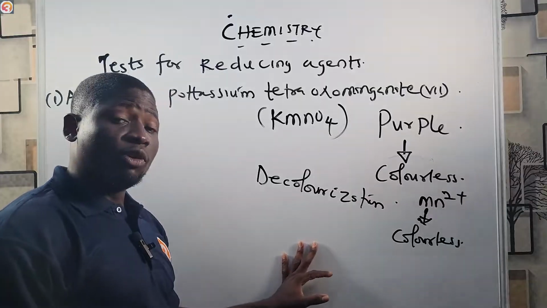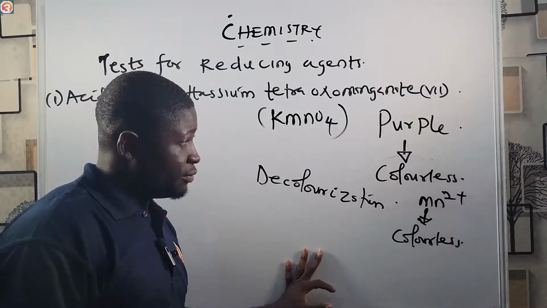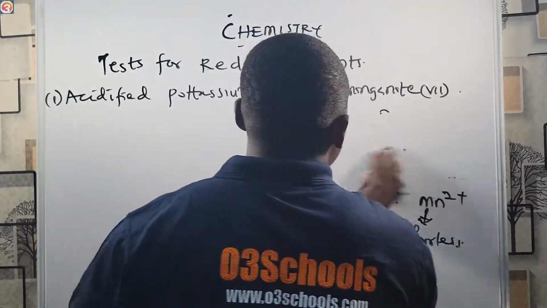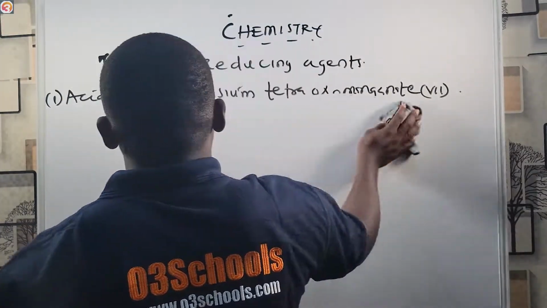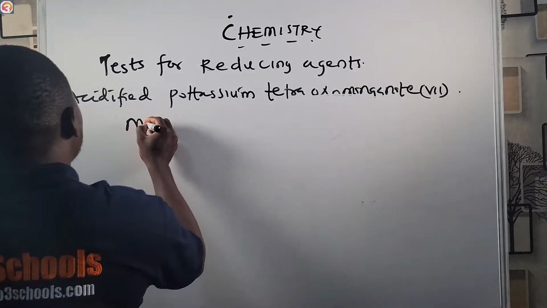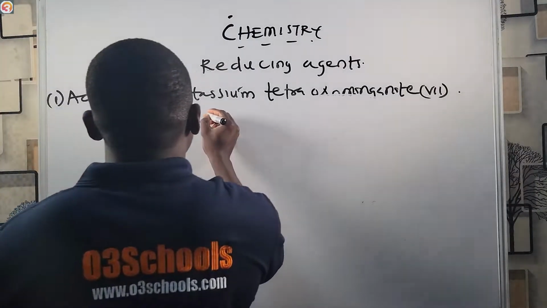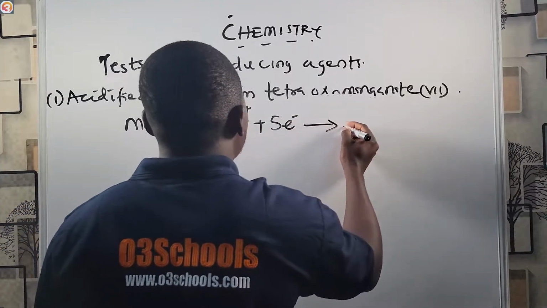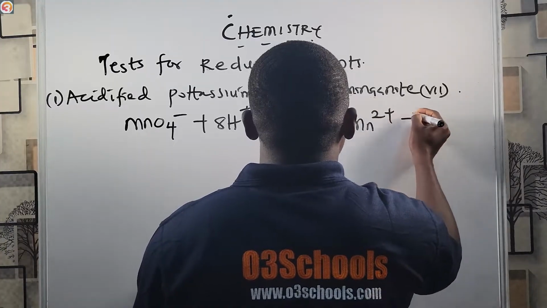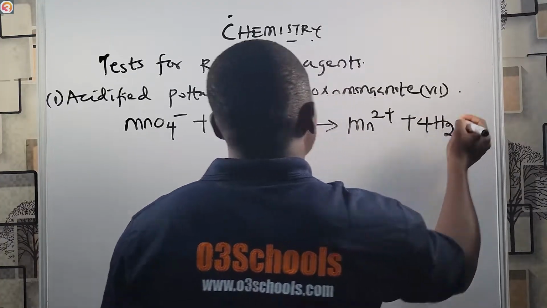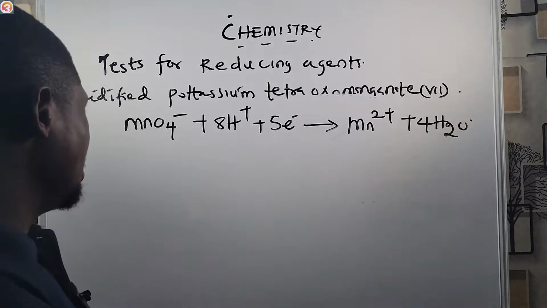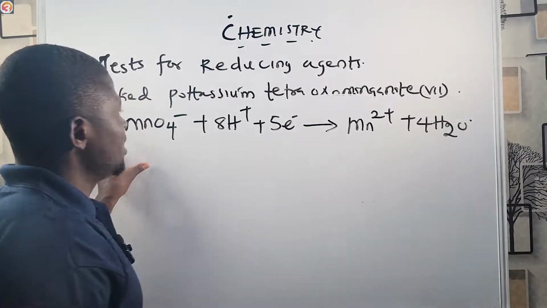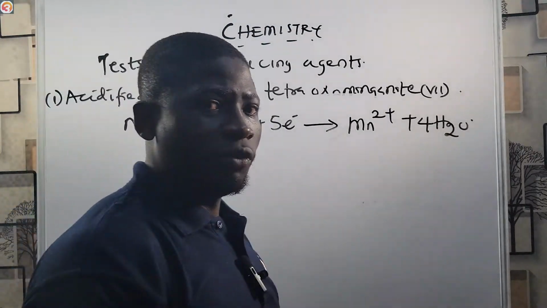So testing with potassium tetraoxomanganate 7, we're going to have the color change from purple to colorless. We can see the reaction like this: MnO4- plus 8H+ plus 5 electrons gives you Mn2+ plus 4H2O. This is what happens when we test for a reducing agent using KMnO4. So this is the full reaction.